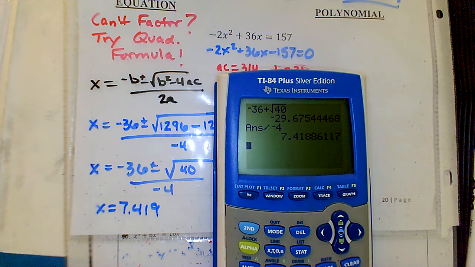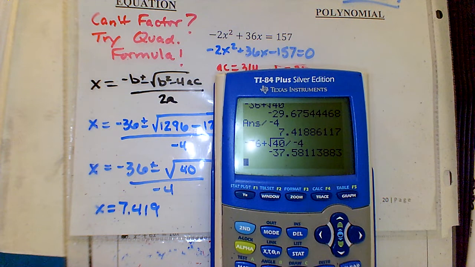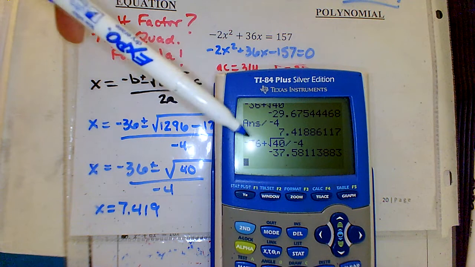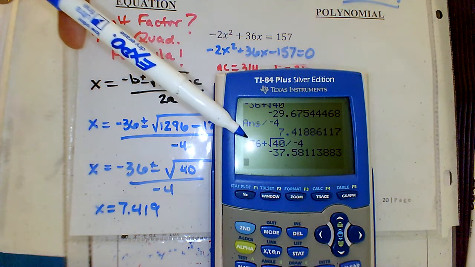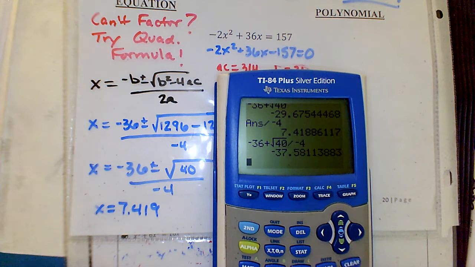I want to show you what would happen if you tried to type in everything at once. Just pay attention to the screen. Negative 36 plus the square root of 40 divided by negative 4. We do not get the same thing. Your calculator is doing order of operations differently than you are on your paper. Your calculator is dividing first and then doing the negative 36. So you have to be careful on how you type these into your calculator.